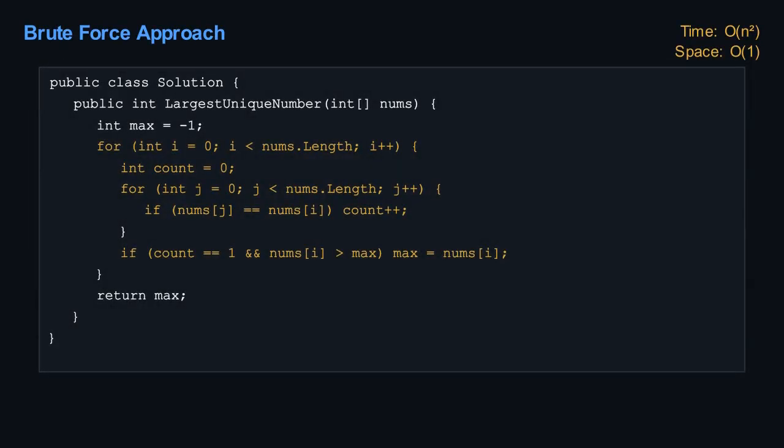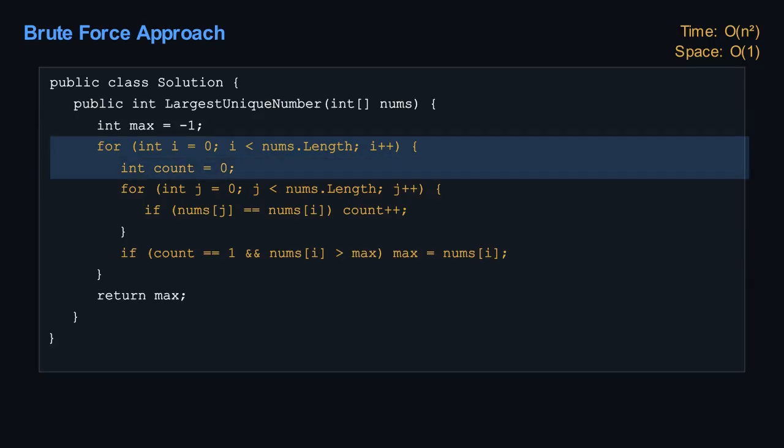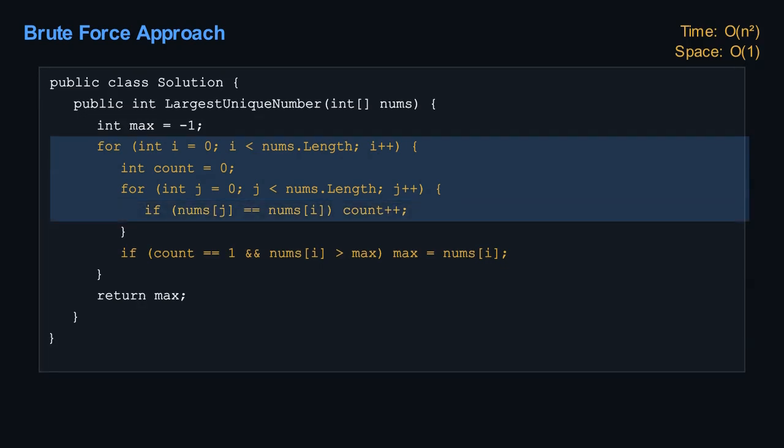The naive approach checks every number against every other number to count its occurrences. For each element, you scan the entire array again. This leads to quadratic time complexity, O of n squared. As the input grows, the redundant comparisons explode. You're doing the same counting work repeatedly, which is unsustainable for large datasets.